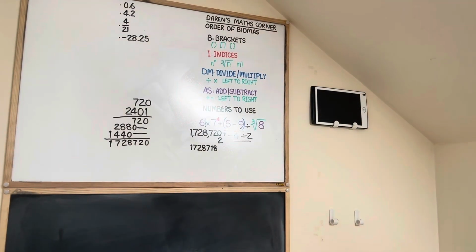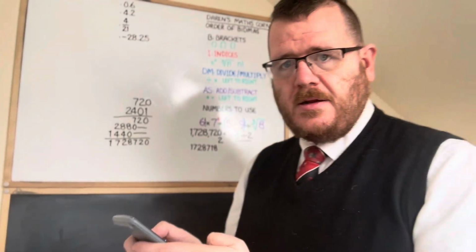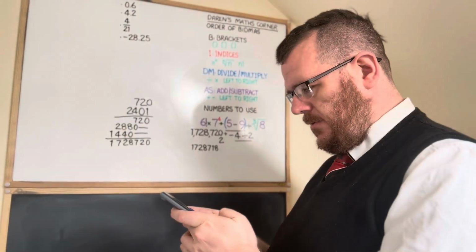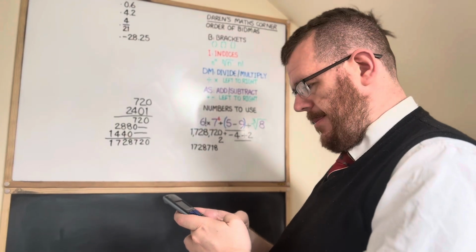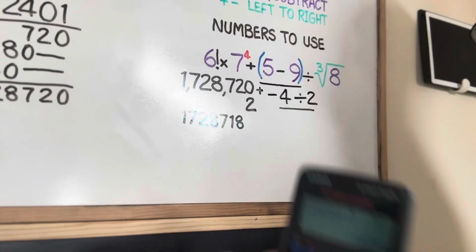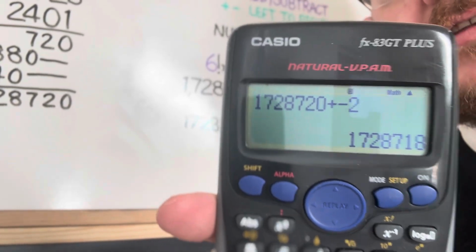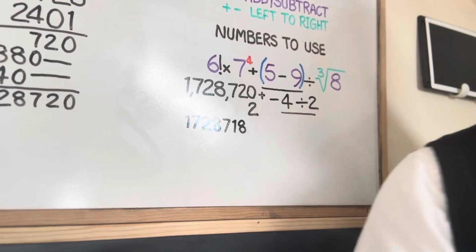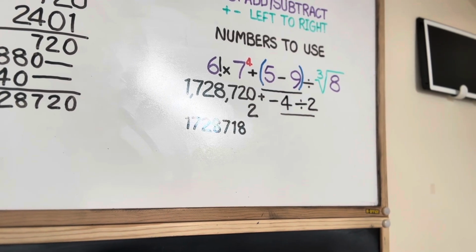Let me double check. I just need to double check something. 172828. No. I'm right. That again, that's the answer I've written down. So there's the answer I've written down. And that's the answer that's showing on my calculator. So I shall quickly write that up.